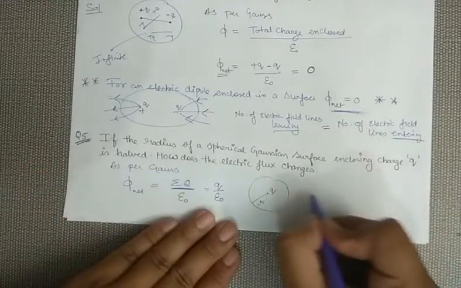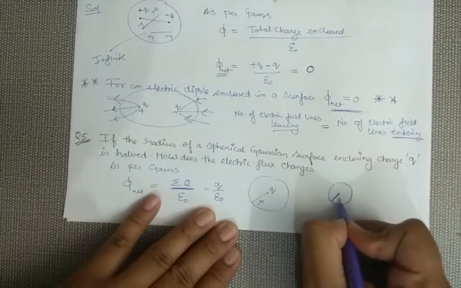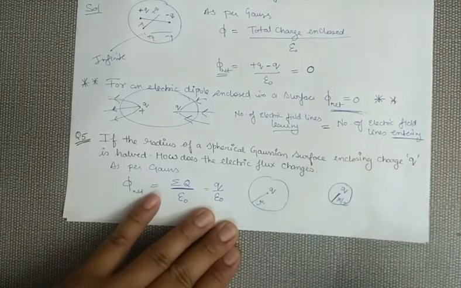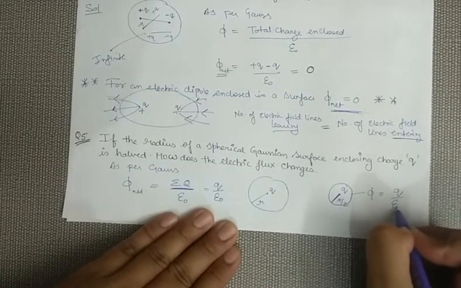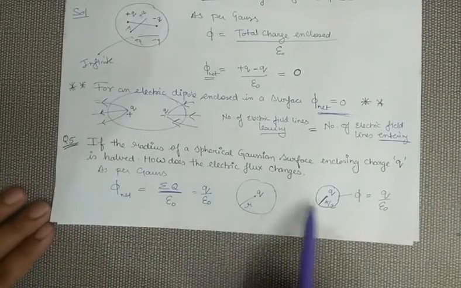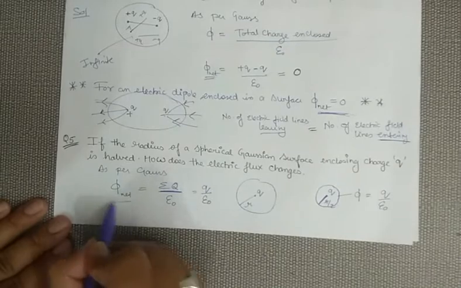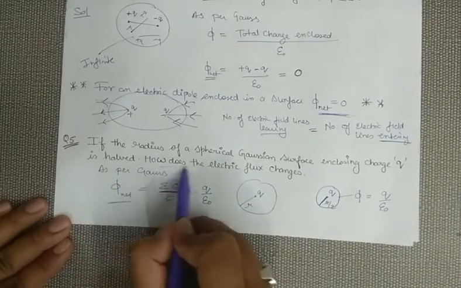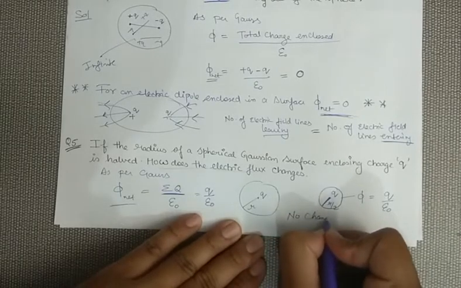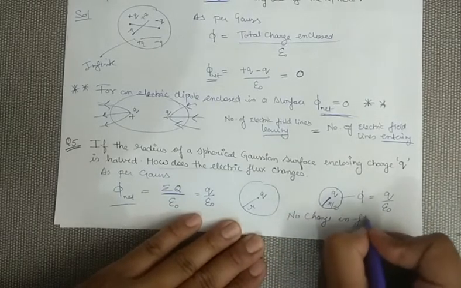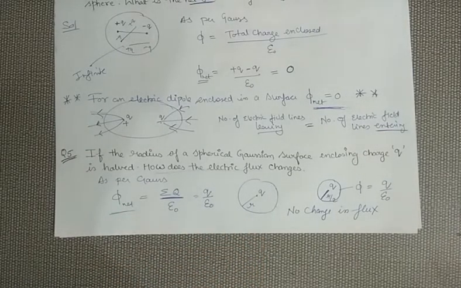Now if I make this radius half, suppose this is the radius r by 2, and the charge remains the same, then again if we calculate the flux, it will remain q by epsilon naught, which means on increasing or decreasing the size of the Gaussian surface, electric flux does not change. So they are asking how the flux changes. You can just write: no change in flux. Let's move to the next question.